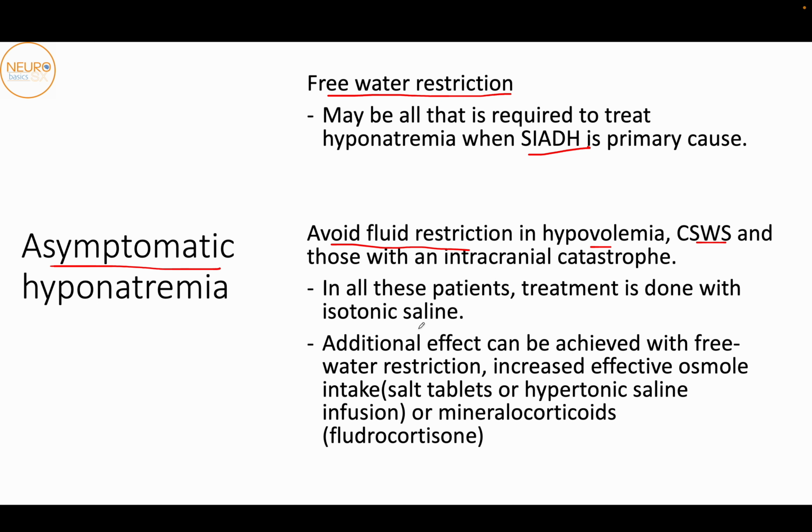This works to restore the volume first predominantly, and then also brings down the AVP levels once the volume is restored. If treatment with isotonic saline alone is not working, an additional effect can be obtained with free water restriction and increased effective osmol intake, which can be done with salt tablets, hypertonic saline infusion, or mineralocorticoids like fludrocortisone.